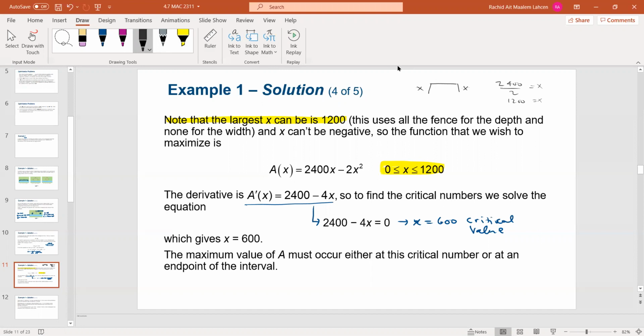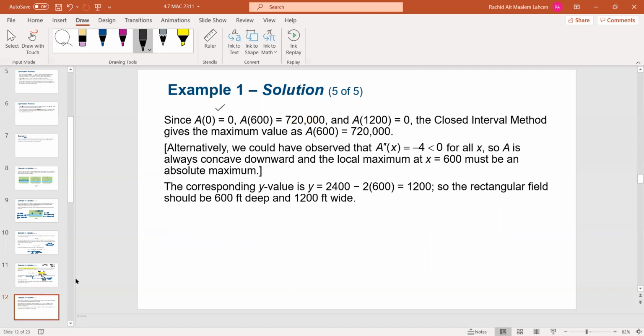But of course, it's not going to reach 1200 because then you won't have the y and you won't have a rectangle. But just to show where this comes from. So if you know these ends, this is the lowest, or the minimum, and this is the highest, or the maximum, for x. Then let's figure out what is A of 0 and what is A of 1200. And now we have a critical point, 600. What is A of 600?